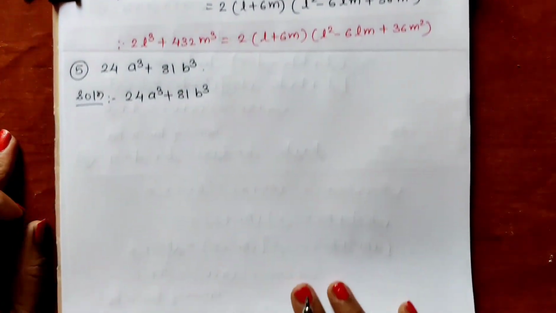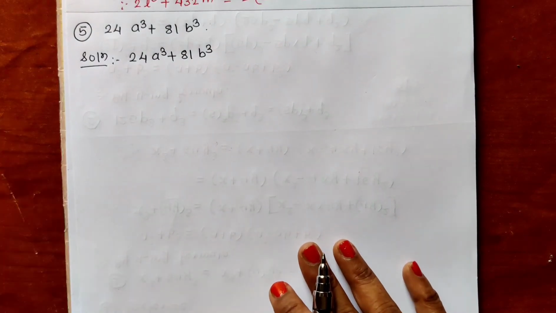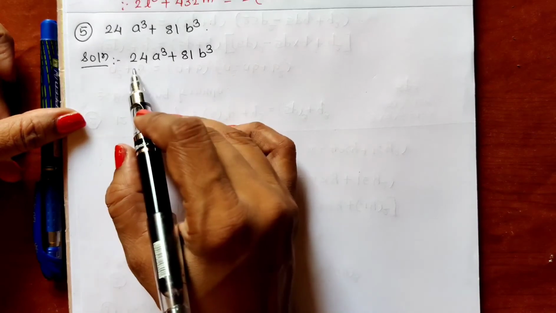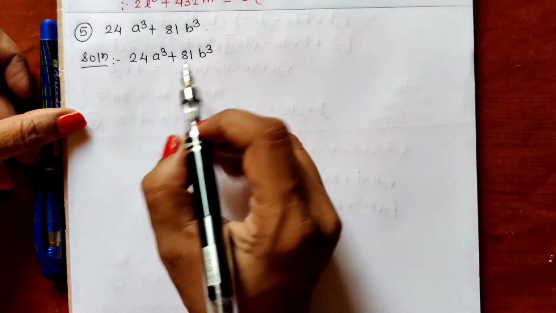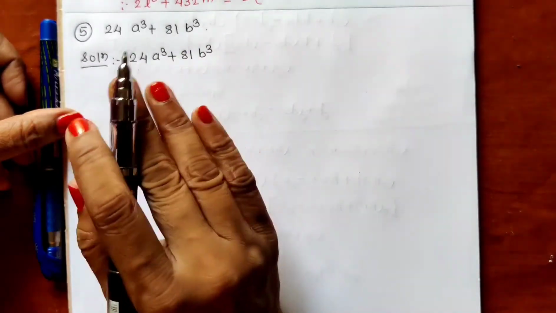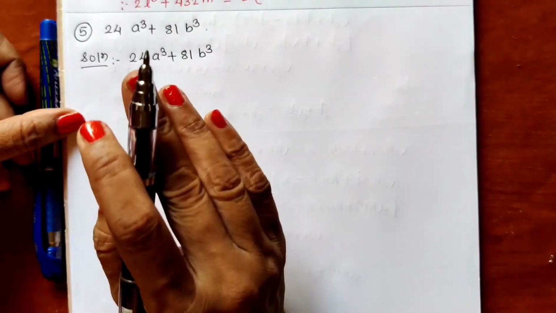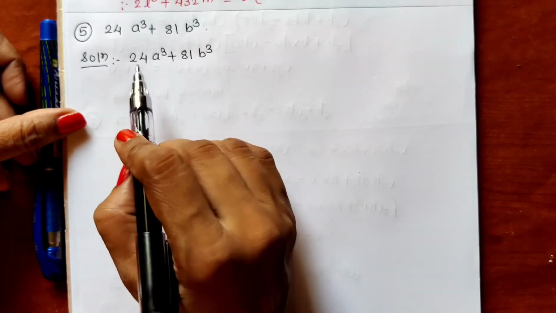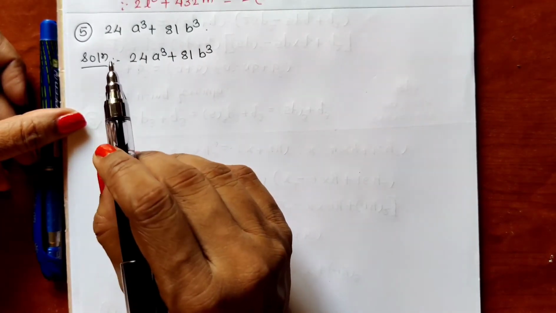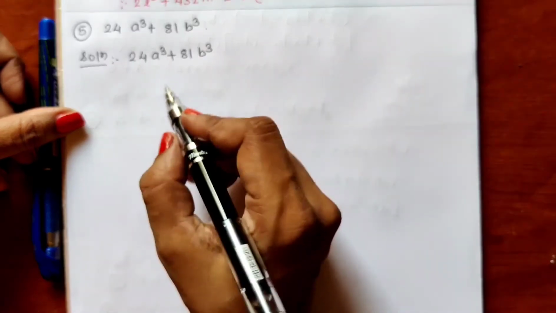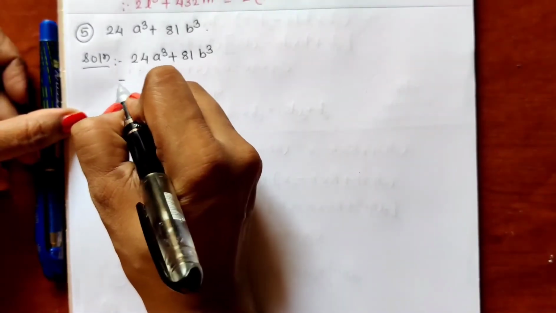Now let us see in this sum. 24 is the smaller number, but 81 is not divisible by 24. We cannot divide 81 by 24. So that means we cannot take out 24 common. We will have to find out the other number by which we can divide 24 as well as 81. The number by which you can divide 24 as well as 81 is 3. That means what? We have to take out 3 common.